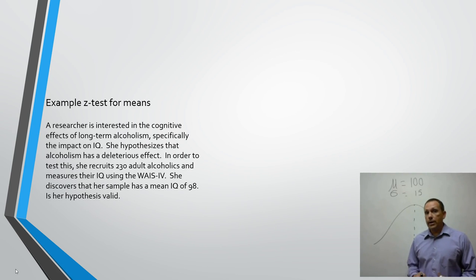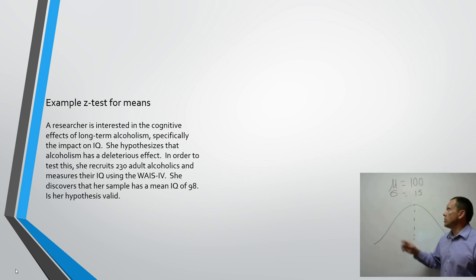Now, in order to make any kind of comparison, we have to know what is the average IQ score for a non-alcoholic population. Well, fortunately, because the WAIS-4 is standardized, we know that it has a general population mean score of 100 and a standard deviation of 15. So now we want to compare our sample to this population value that we do know.